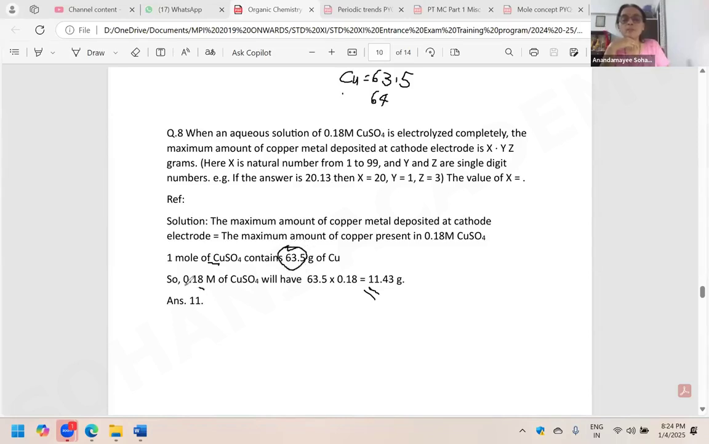So 0.18 mole will contain 11.43 grams of copper. And again, the answer is in x dot yz form, so you will put 11. So this is a very simple question. One of the simplest questions. All you need to know is that when copper sulfate is electrolyzed, then copper is deposited at the cathode electrode, and they have also given that. They have not left it to you to decide which element is deposited at the cathode. So this is one of the super simple questions.